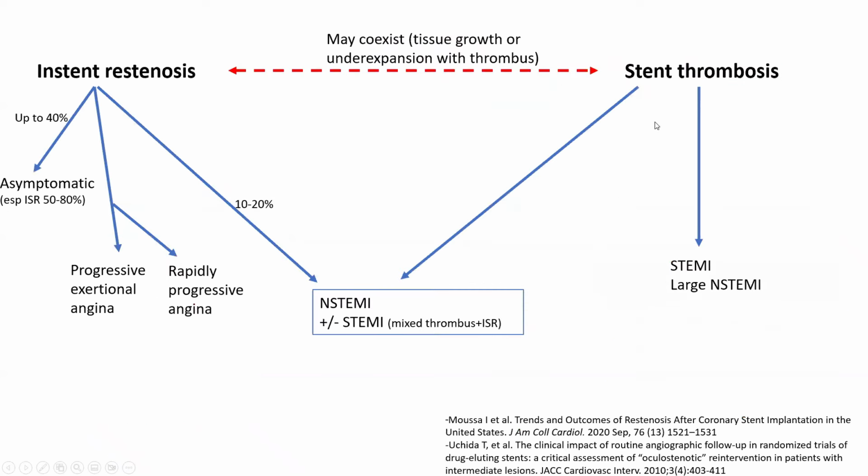And keep in mind that when you have an MI related to a stent process, it could be pure in-stent restenosis without thrombus, or it could be pure thrombosis, or frequently coexistence of both. In-stent restenosis by itself or progressive in-stent neoatherosclerosis may lead to non-STEMI in 10 to 20% of the cases. And it may lead to STEMI if there is a superimposed thrombus.